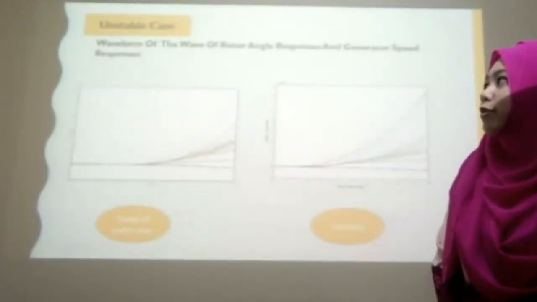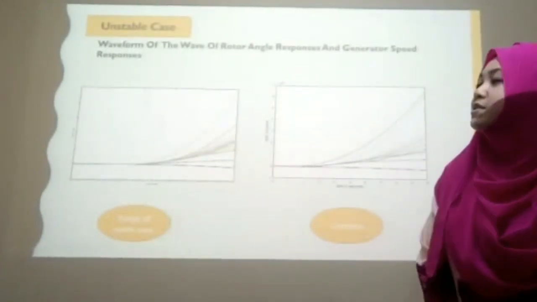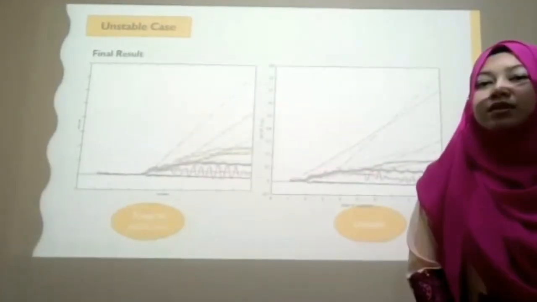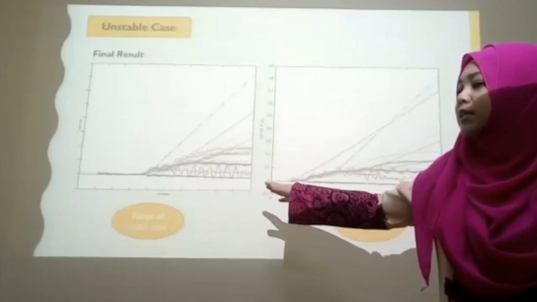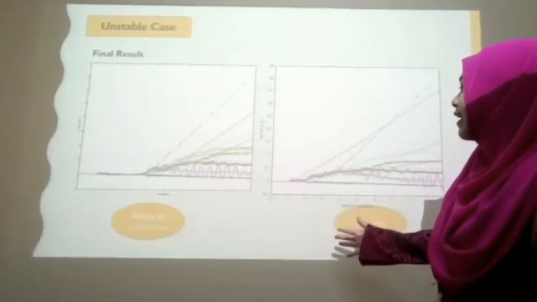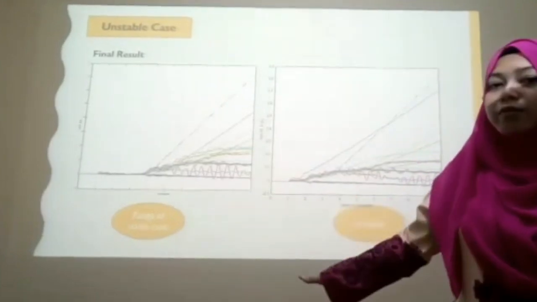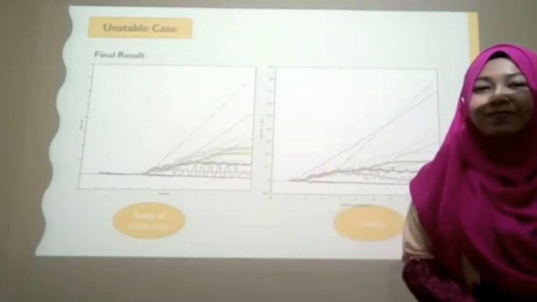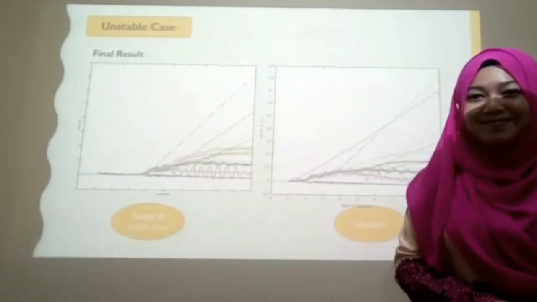This is the waveform of the rotor angle response and generator speed response. And this is the final result. This is what I said: the distortion is there and the sinusoidal shape is gone. And this is the unstable curve when it concludes as an unstable condition. Thank you. That's all from me.